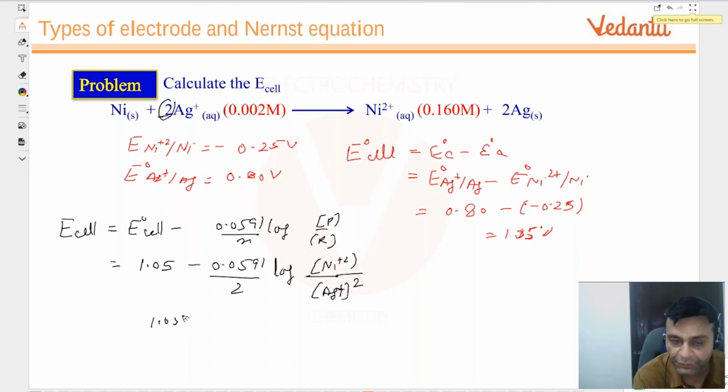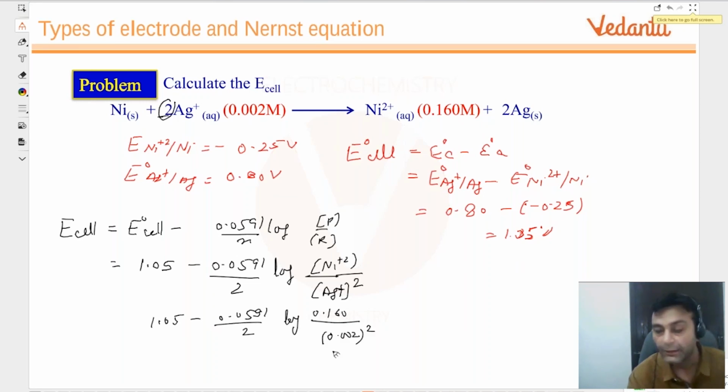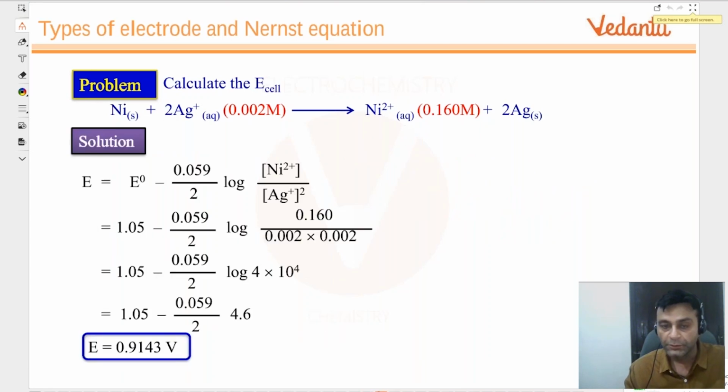So 1.05 minus 0.0591 upon 2 logarithm of 0.160, getting me, upon 0.002 to the power 2. Rest remaining part you can solve. Yes, you know how to find the log value of these things, right? So this is how to solve this equation here.